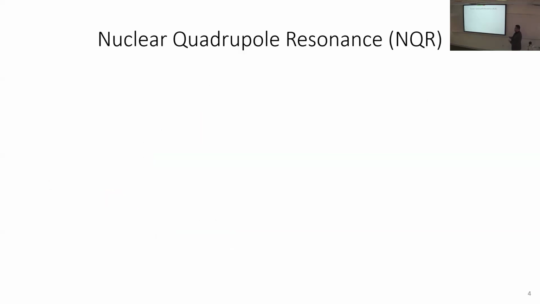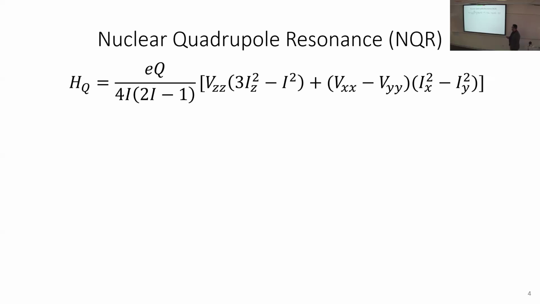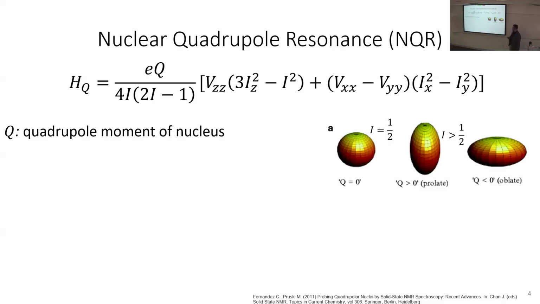Now I want to move to another type of spectroscopic technique, which is a subset of nuclear magnetic resonance called nuclear quadrupole resonance, but based off of an electric effect. This is the Hamiltonian which dictates this effect, called the quadrupolar Hamiltonian, and I'm going to talk about each component here separately.